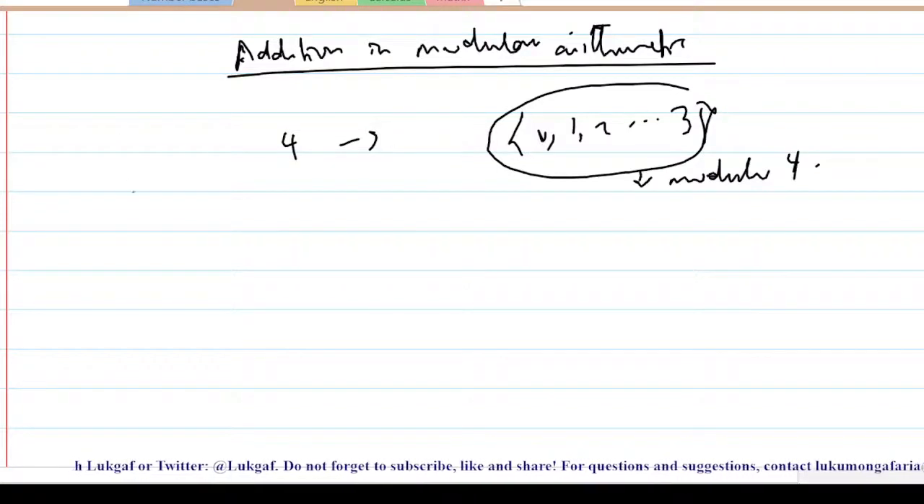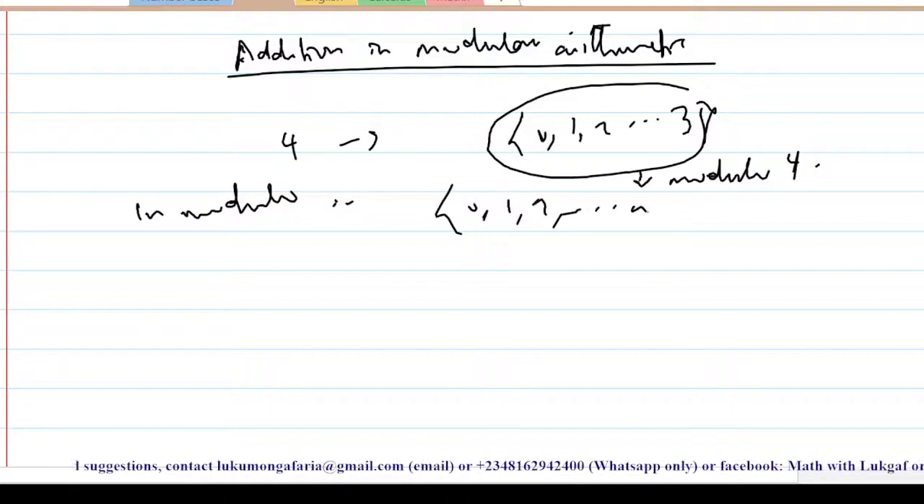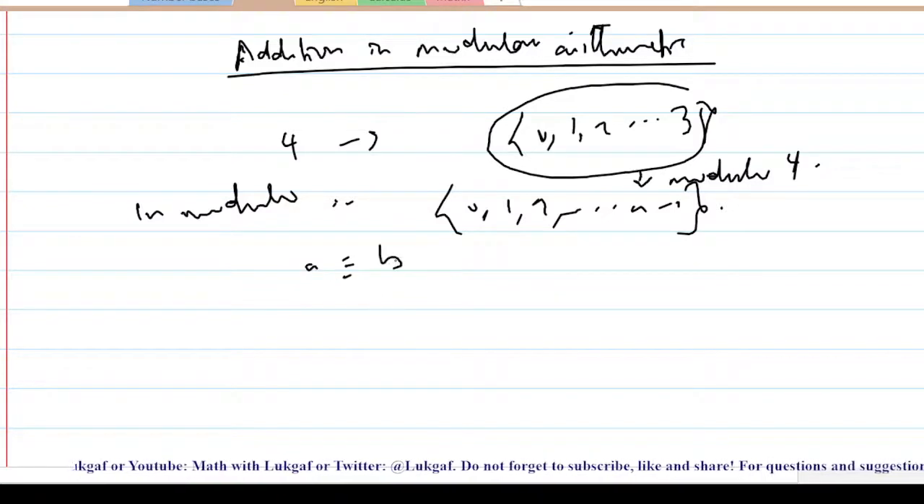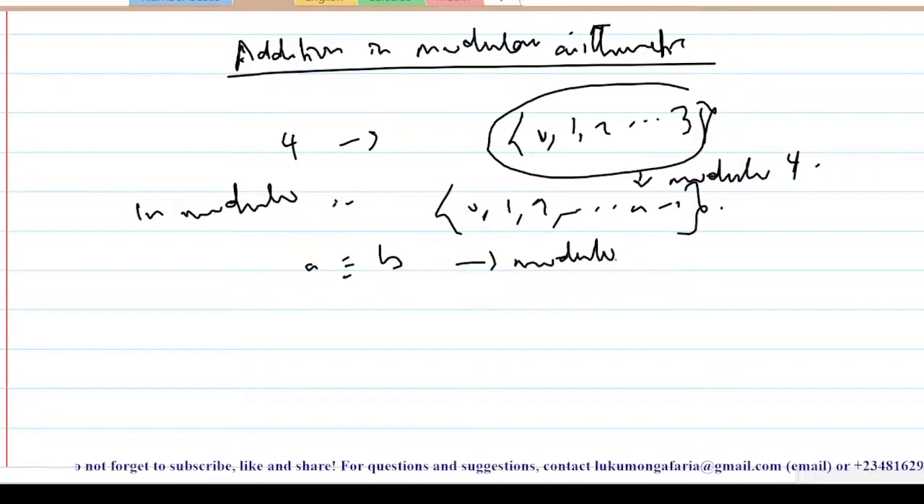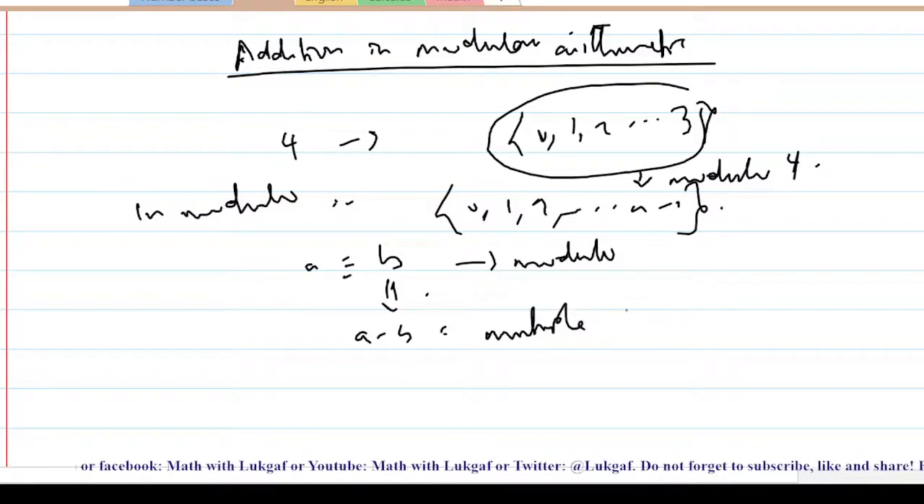And I said in general that if you are working in modulo n, then your residues must be the set of numbers between 0 and n minus 1. Also, I explained what congruency means, the equivalency of two integers. That is, two integers a and b are said to be equivalent or congruent to each other when they have the same remainder under the same modulo. In general, if a and b are congruent, then a minus b will give you a number which is a multiple of the modulo you are operating in.